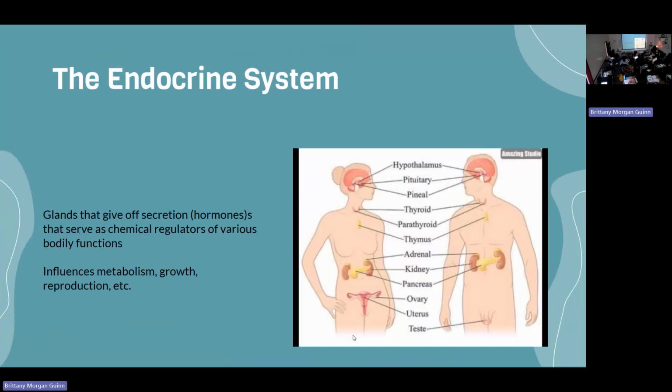The endocrine system is the group of glands that give off secretions, serving as chemical regulators of various bodily functions, involving the release and regulation of hormones into the bloodstream. Where the nervous system differs is nervous impulses act a lot faster, more rapidly, like sending a text message, whereas hormones have to go around the body to find their target, so it's more like sending an email, right?